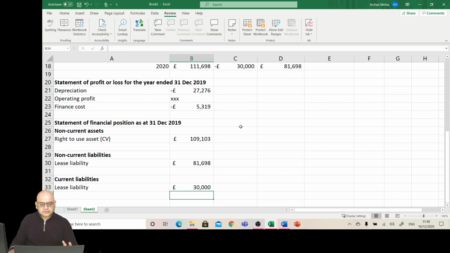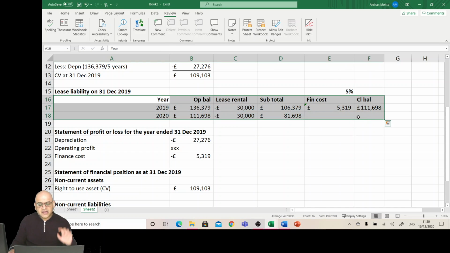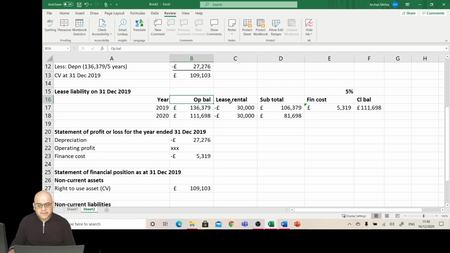Make sense? So the key difference between payment in arrears and payment in advance is the way you lay out the table. Okay, for the lease liability, if it is in advance, then year opening balance, straight after that lease rental, then subtotal, then finance cost, and then closing balance. Okay, and in this case, when you want to split the liability into non-current and current, the non-current liability is the following year subtotal, and current liability is the lease rental that you pay next year.